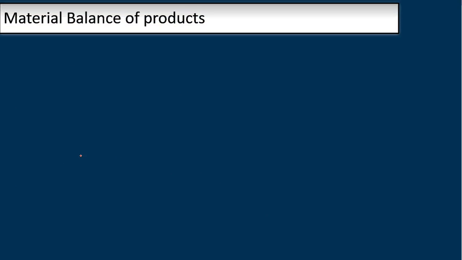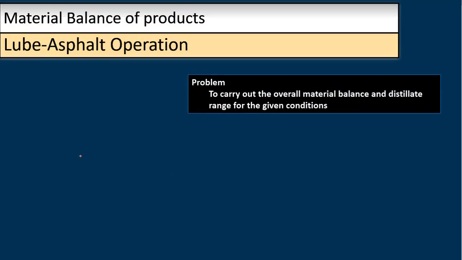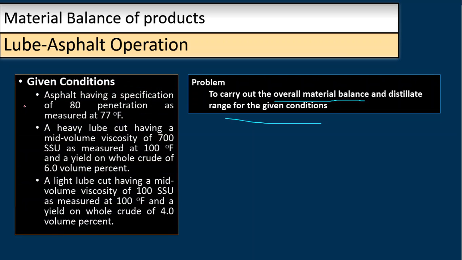Now let us take a simple example for this one. For example, if we want to carry out the material balance for the distillate with the lube asphalt operation, these are the given conditions. Asphalt conditions are given in terms of penetration index. It is given at 77 degrees Fahrenheit. The penetration index is 80.